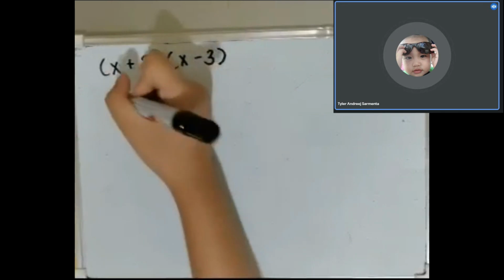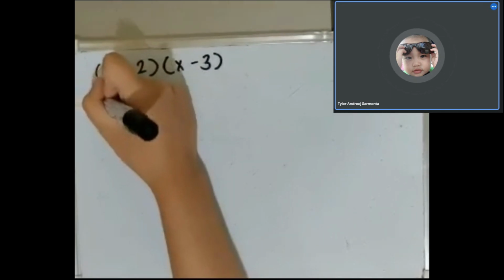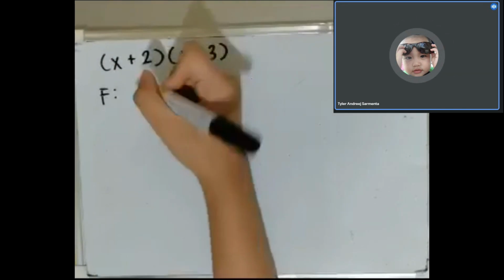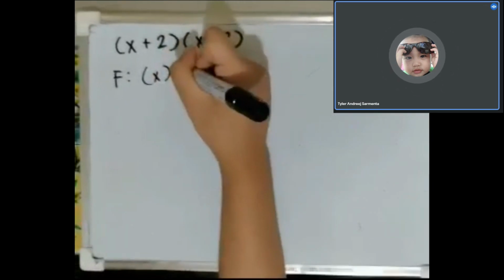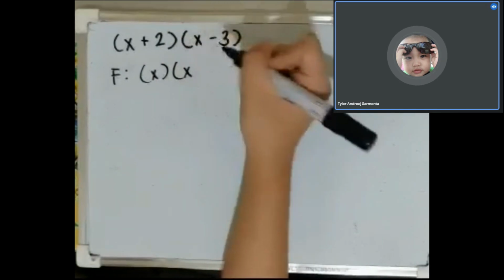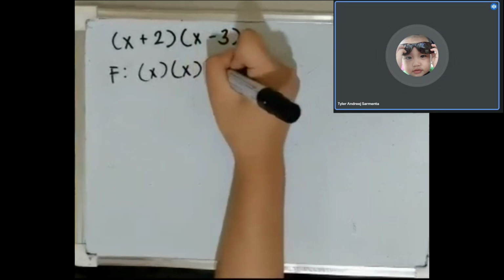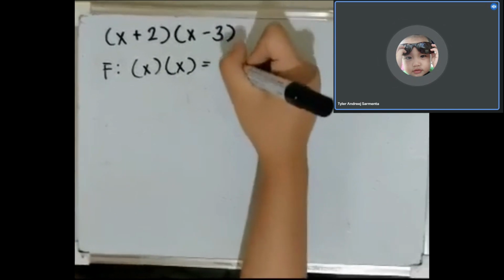First, we multiply the first term in both parentheses to get the first term. You need to look at the binomial and take the first term from each parenthesis. So it will be x and x, and multiply. x times x is equal to x squared.